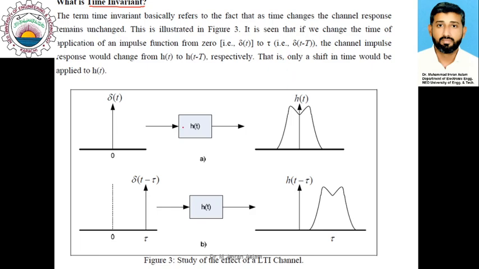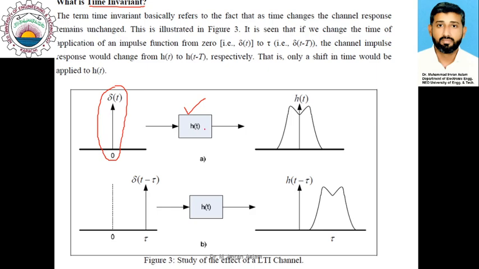In other words, if we apply an input at a certain time, of course we will get a certain output, but if we delay that input by a certain time duration, we will get the same output delayed by the same amount of delay. For example, you can see that we have applied an impulse function at t equal to 0 to this h(t), which is representing the channel.